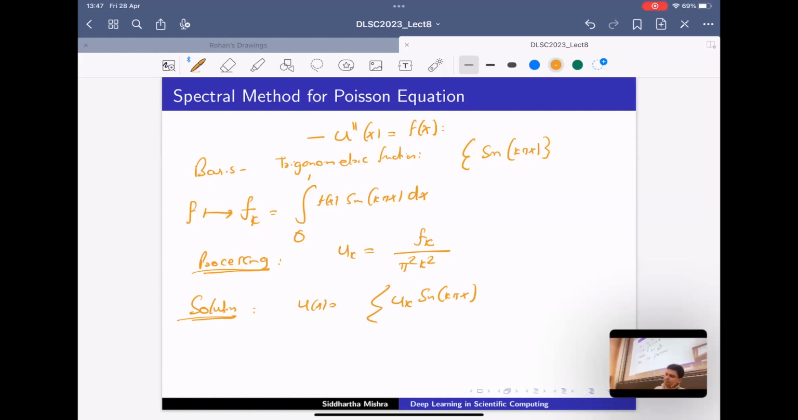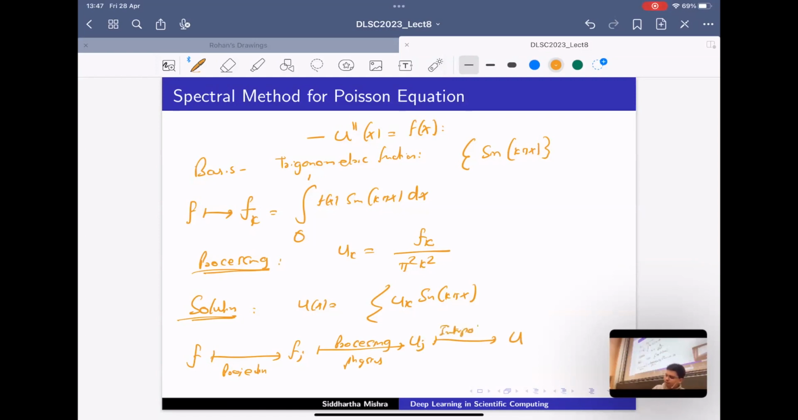So roughly speaking, it is like this. The same kind of scheme. Given f, you extract finite coefficients fj. This is your projection. And then you go to processing. This is where you use the physics. And then finally, you have some output uj, which goes back to a function u by some interpolation.